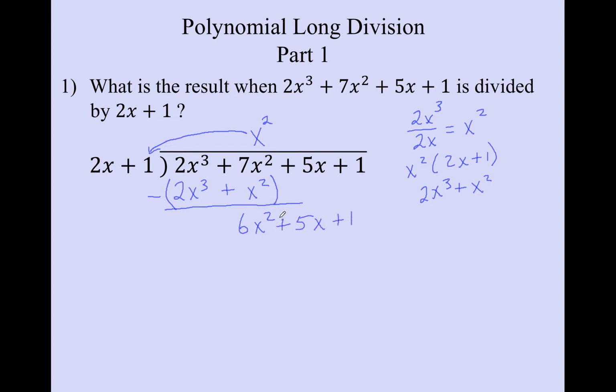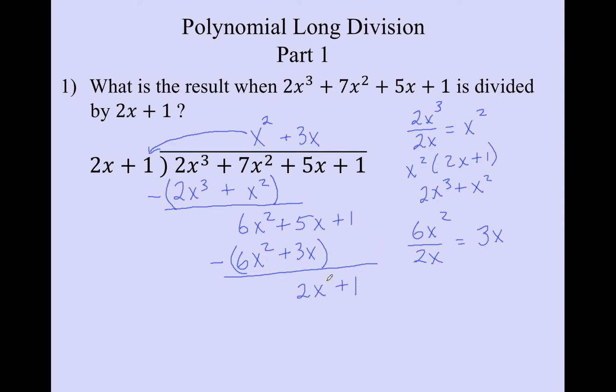Repeat the process with the first term. 6x squared divided by 2x. That is 3x. Put that over the x to the first position. Then we multiply 3x times 2x plus 1. That's 6x squared plus 3x. Draw your bar. Subtract. 6x squared minus 6x squared, 0. 5x minus 3x is 2x plus 1.